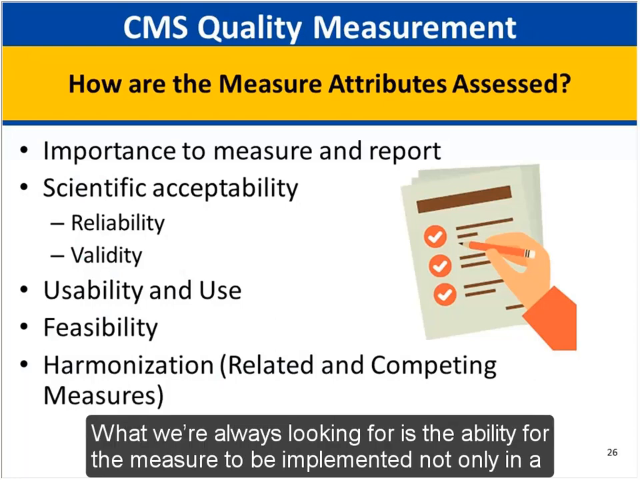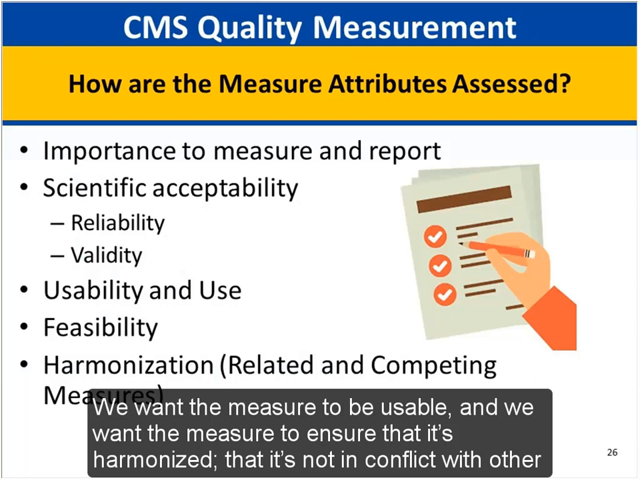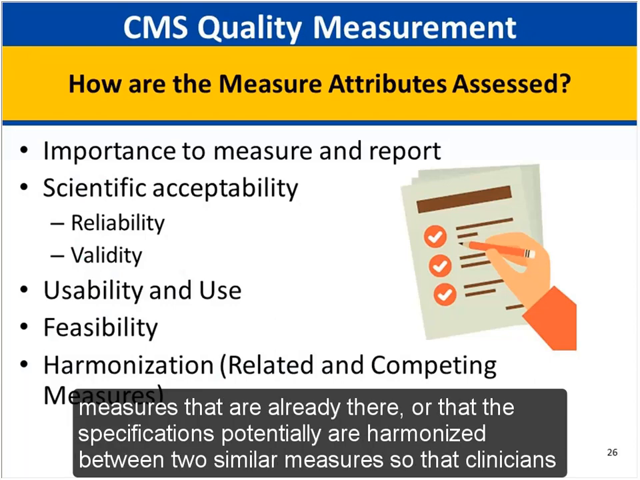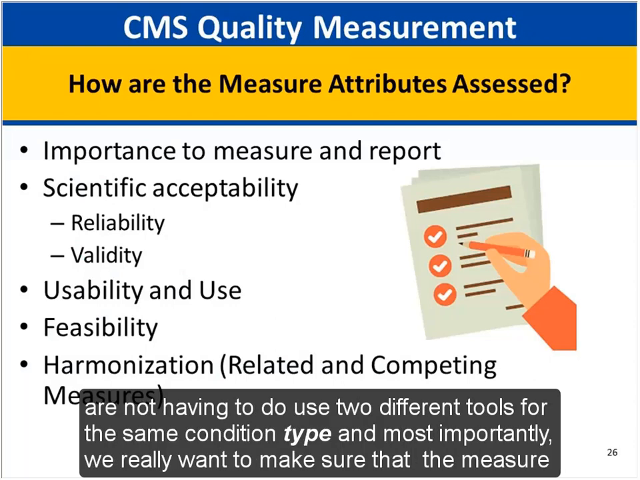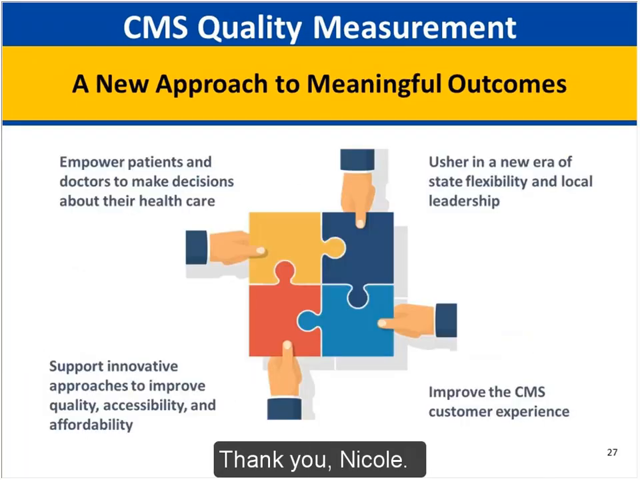What we're always looking for is the ability for the measure to be implemented not only in a pilot setting, but we want to make sure that it will work across the country. We want the measure to be usable, and we want to ensure that it's harmonized, that it's not in conflict with other measures that are already there, or that the specifications potentially are harmonized between two similar measures so that clinicians are not having to use two different tools for the same condition type. And most importantly, we really want to make sure that the measure is meaningful, which Kim Rawlings will talk more about right now. Kim?